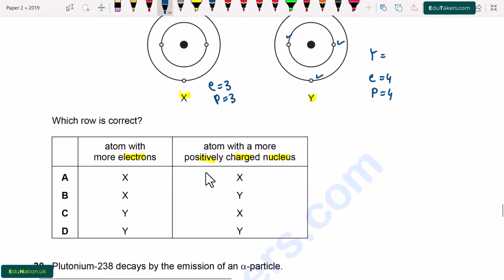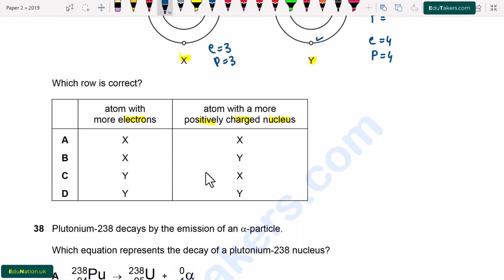Now we see the options. Option A, X and X. B, X and Y. C, Y and X. D, Y and Y. So only option D is correct, because both of these are more for the atom Y.